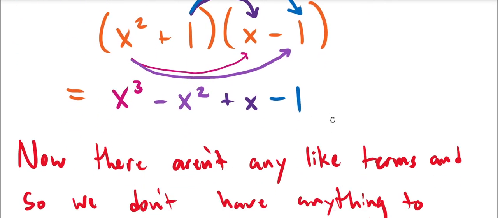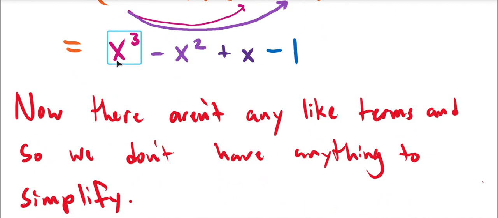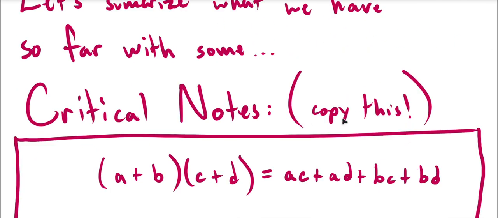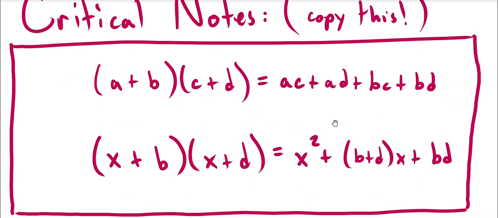Notice that none of these are like terms, and so we cannot simplify. This is where it ends. We don't go any further than this. So let's summarize what we've just learned with some critical notes. Copy this down, show it to me later so I know that you watched this video.